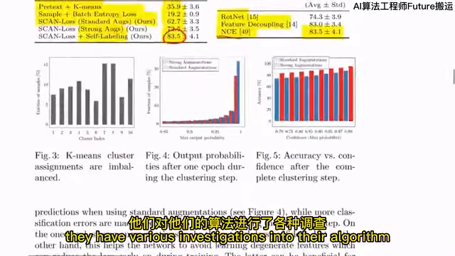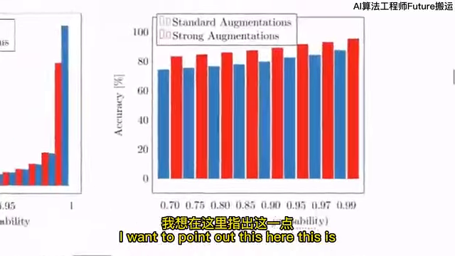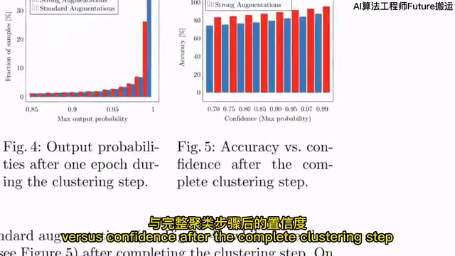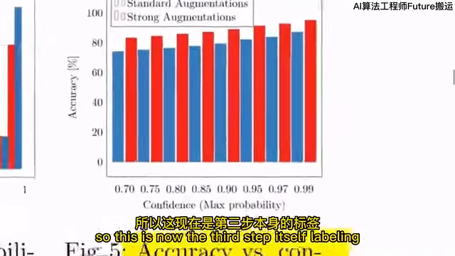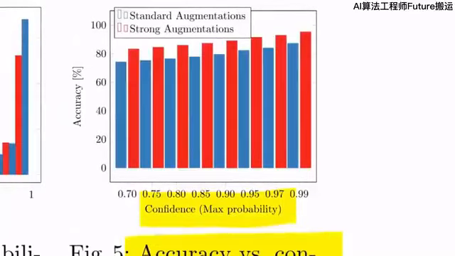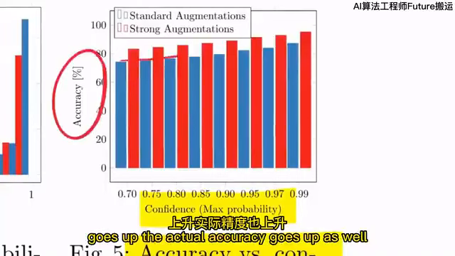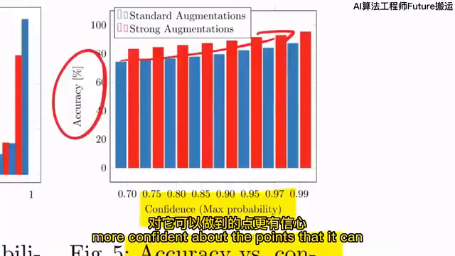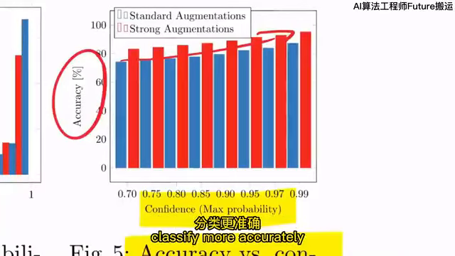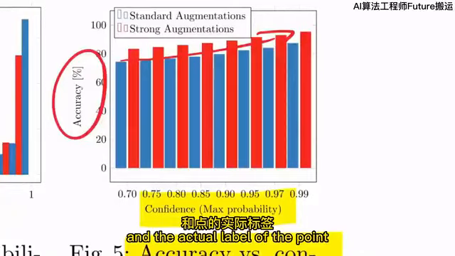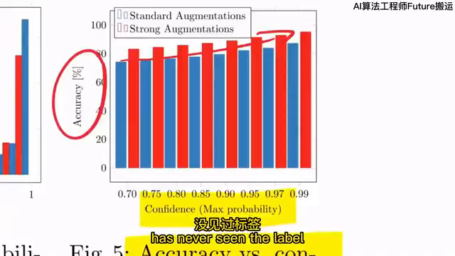They have various investigations into their algorithm. I want to point out this here. This is the accuracy versus confidence after the complete clustering step. So this is now the third step, the self-labeling. And you can see right here, as the confidence of the network goes up, the actual accuracy goes up as well. So that means the network after the clustering is really more confident about the points that it can classify more accurately. There's a correlation between where the network is confident and the actual label of the point, which is remarkable because it has never seen the label.